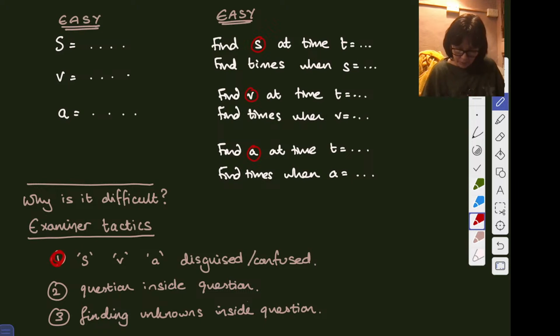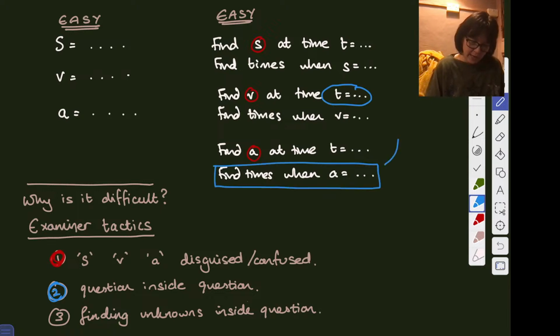Number two trick that they use pretty much every time is to put a question inside a question. So instead of saying find the velocity at time t, they will hide this question inside that question. So they'll say find the velocity at the time when the particle is accelerating at 2 meters per second squared.